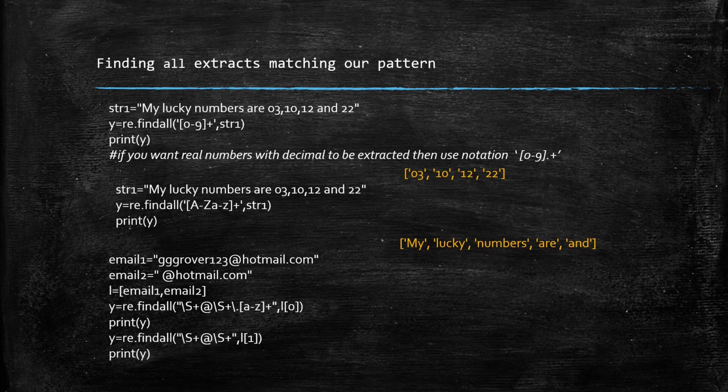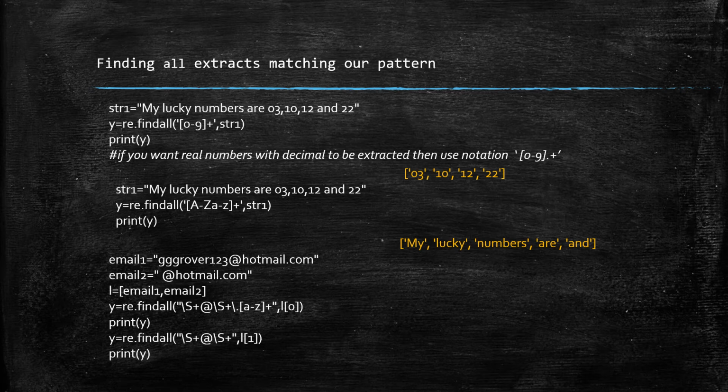Okay, another example just to see the validity of an email. Suppose somebody has sent you a text file containing all the emails and you want to search which of them are valid emails. So I have a text email 1 in which there is a mail ID GGROVER123@hotmail.com. So let's first focus on email 1, and then email 2 is @hotmail.com, which is actually an invalid mail ID, right? So we are preparing a list of these two emails, email 1, email 2.